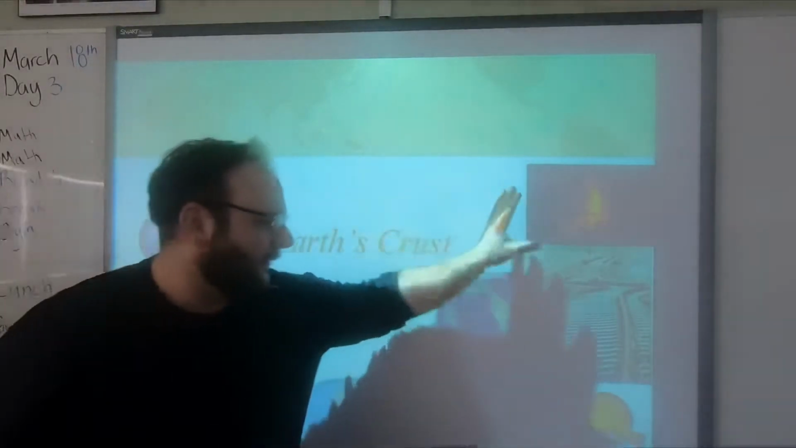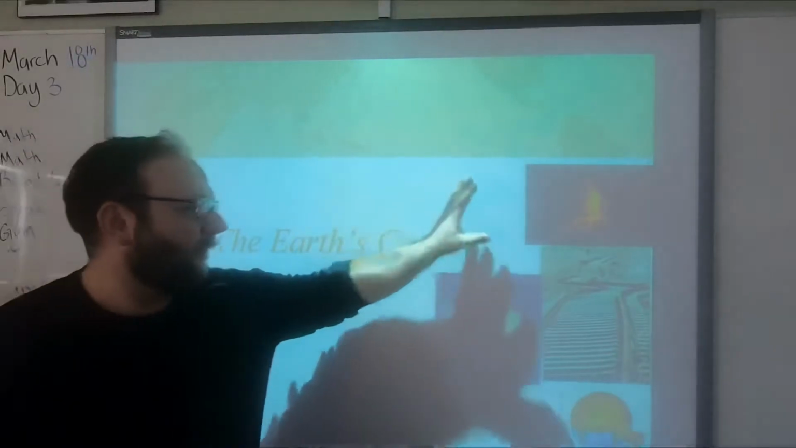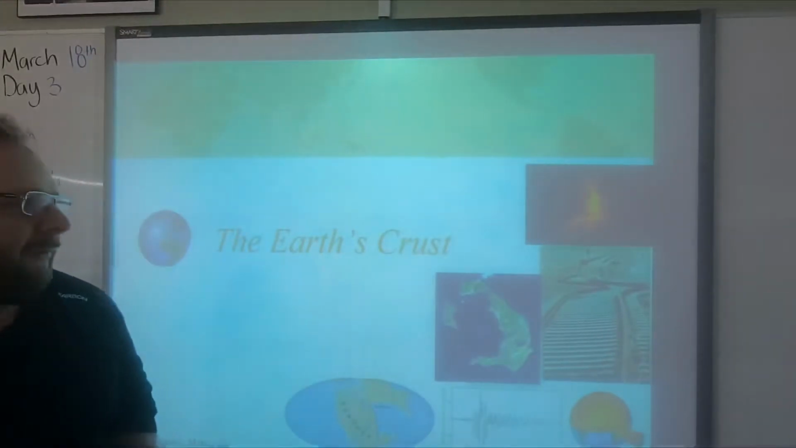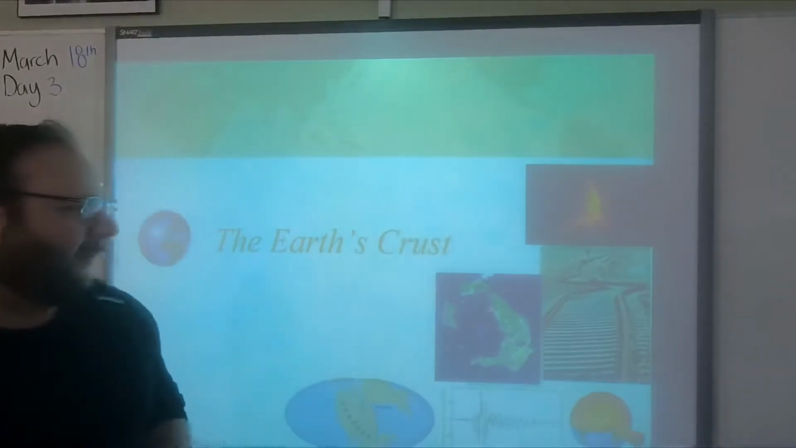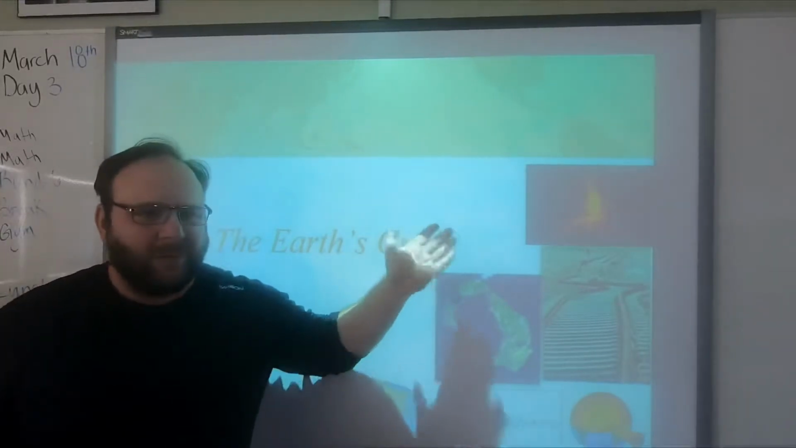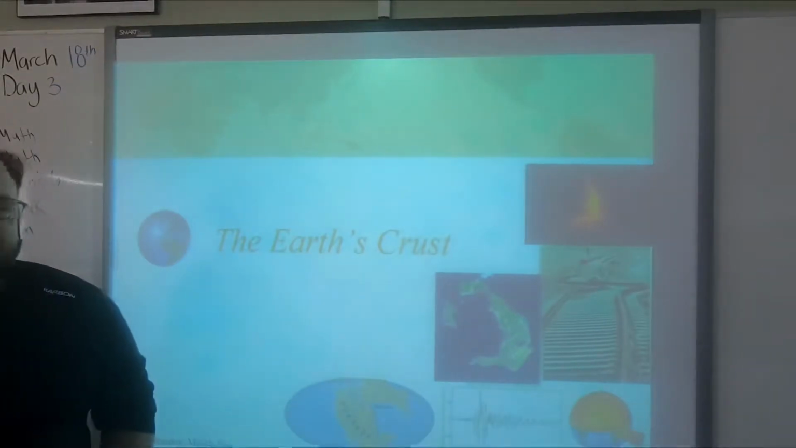Now, first off, you're going to see a number of pictures here. Each one of these pictures is going to be shown every couple weeks when we do a lesson, and they're all going to relate to the overall theme of the Earth's crust. So put up your hand. Can you see anything? What are you recognizing here? Anything you recognize at all?